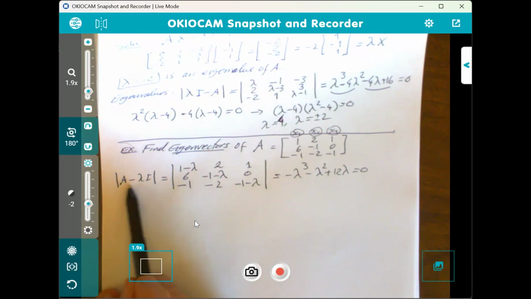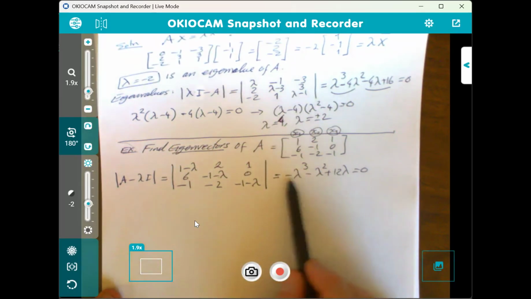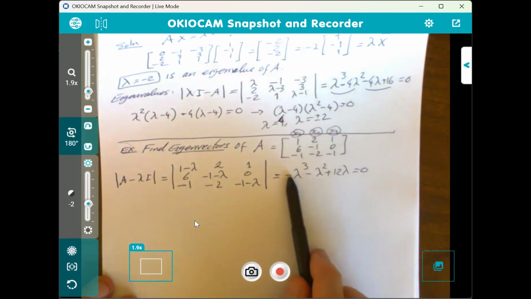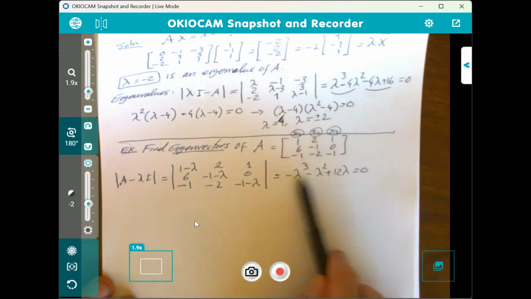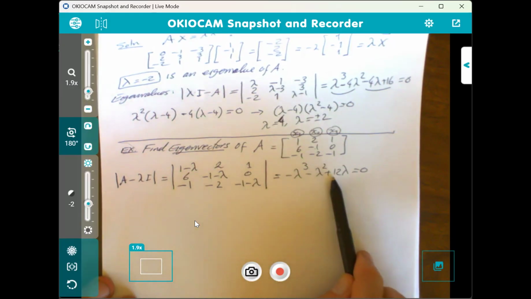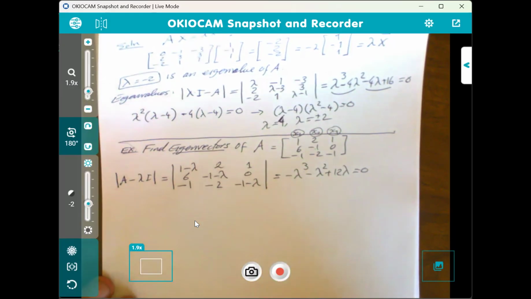If I do lambda I minus A, which may be what the book does, these signs will be plus, plus, minus. But this equation is set equal to 0, so the solutions are not going to change. I can multiply everything by negative on both sides, and then I get positive, positive, negative. That's what you get when you do lambda I minus A. So it really doesn't matter, folks. Either way, it would work.